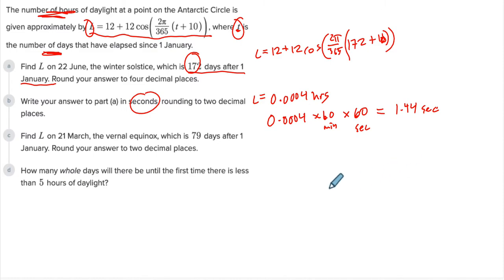For part C, find L on the 21st of March, which is 79 days after the 1st of January. So here they're just saying T equals 79, and then you do the first thing we did in part A.